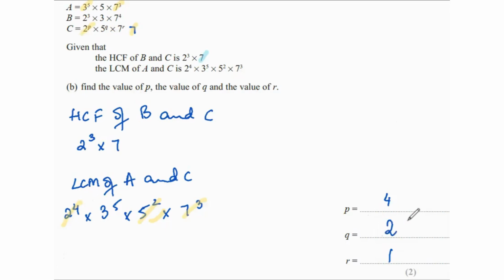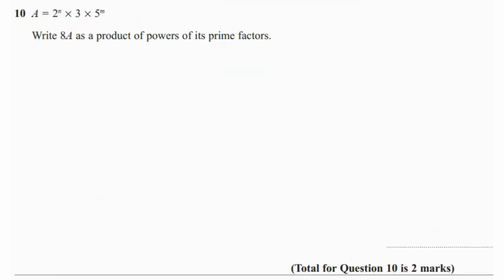For you to be able to solve this question, you need to know the difference between HCF and LCM and how you can use that difference to figure out what the values of the powers are going to be. And the next question says that A equals 2 to the power of n times 3 times 5 to the power of m. We have to write 8A as a product of powers of its prime factors.